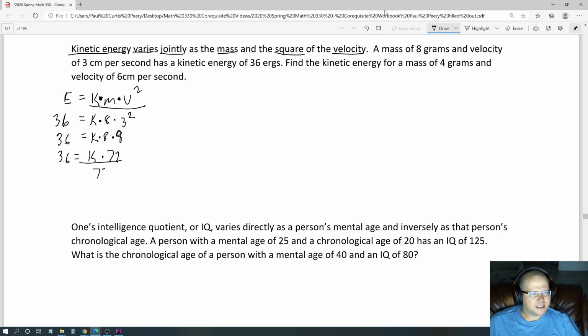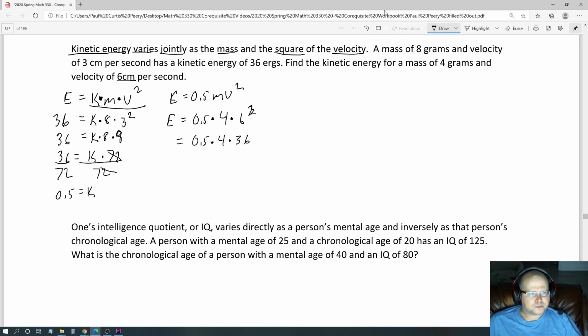And now we divide both sides by 72. And we end up with 0.5 is equal to K. Rewrite it. E is equal to 0.5 mv squared. Okay, now find the kinetic energy, E, if the mass is 4 and the velocity is 6. That's a typo right there. It should be spaced out, and that should be 2. Sorry about that.